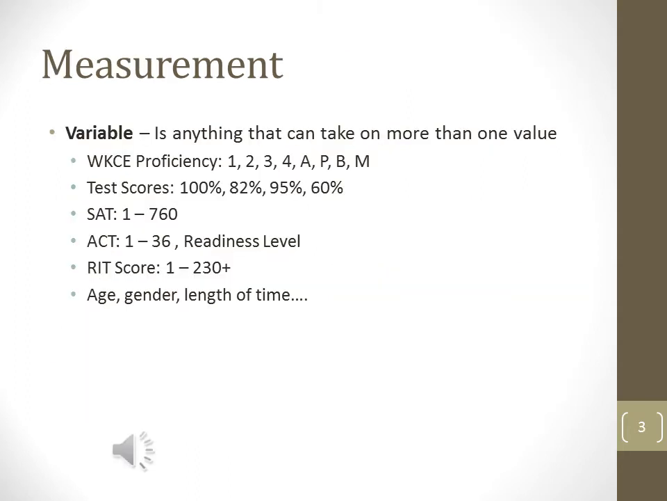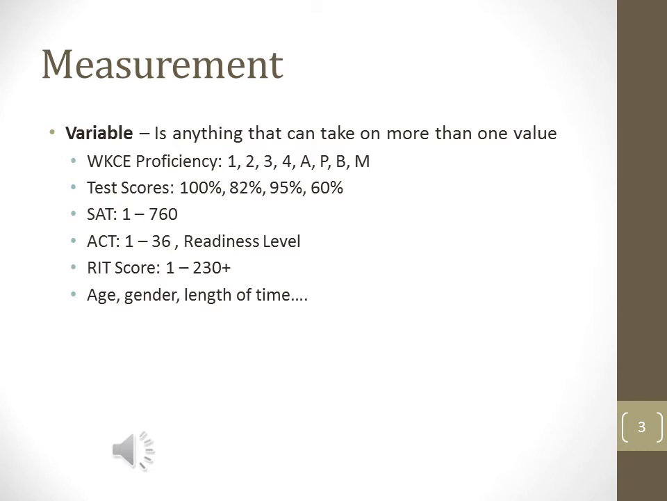Our first term we're going to talk about is variable. A variable is anything that can take on more than one value. For example, WKC proficiency. It can take on more than one value. It can be a 1, 2, 3. It can be an A for advanced, P for proficient.